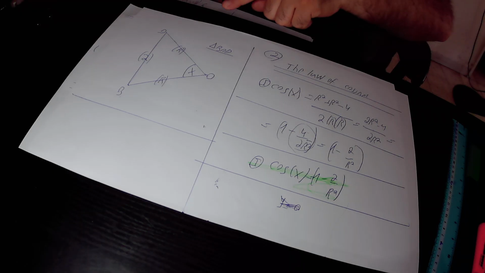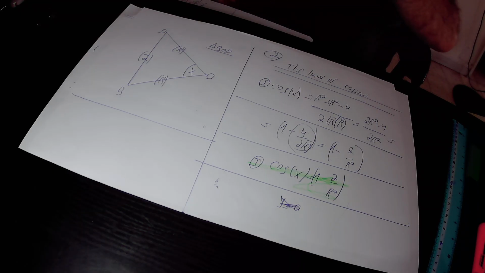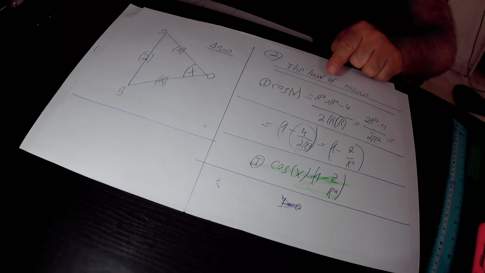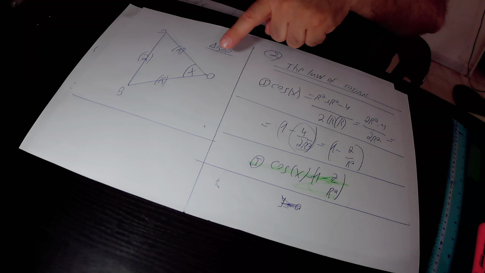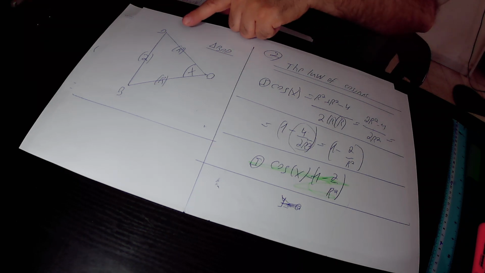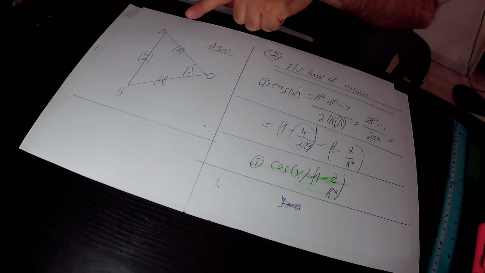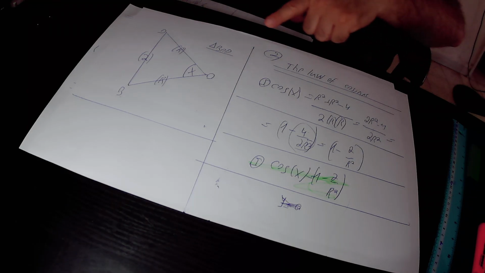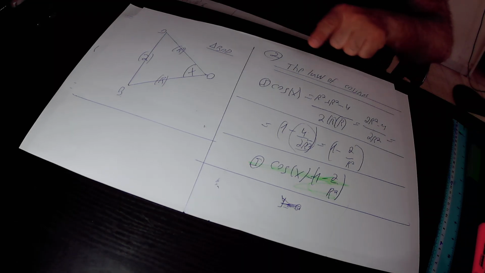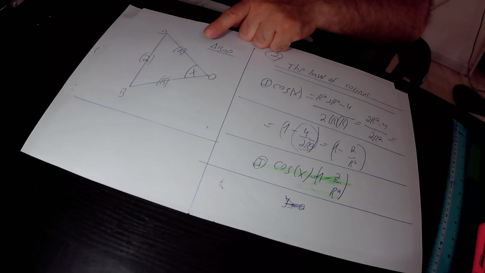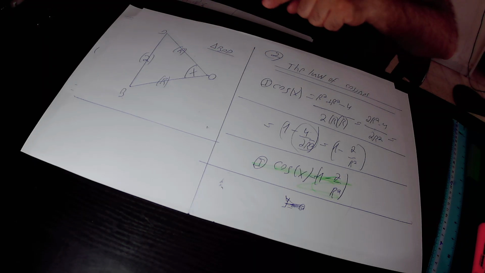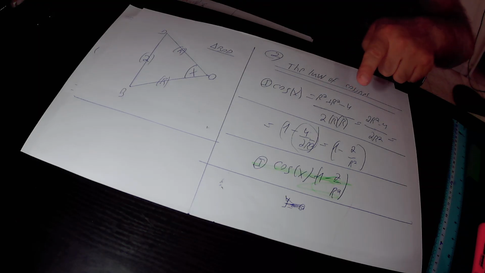So in this triangle DOB, cosine x equals DO squared. DO is R, therefore DO squared is R squared, plus OB squared. OB is also R, therefore OB squared is R squared, minus DB squared. DB is 2, therefore DB squared is 2 squared, that is 4. So in total, in the numerator of this expression, we have R squared plus R squared minus 4, over 2 times OD, that is R, times OB, that is also R.